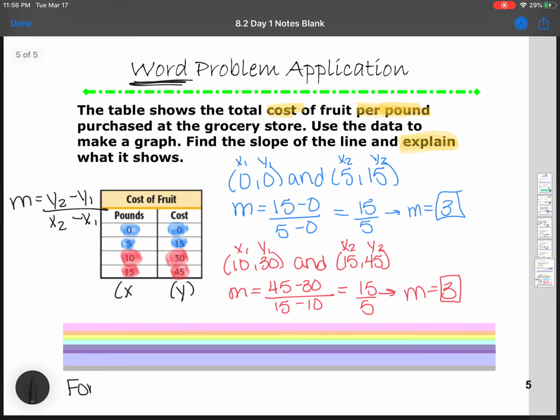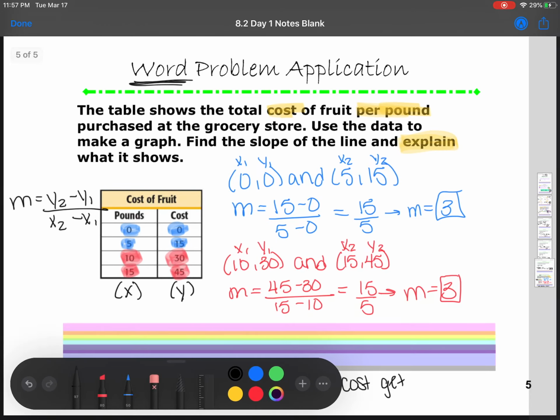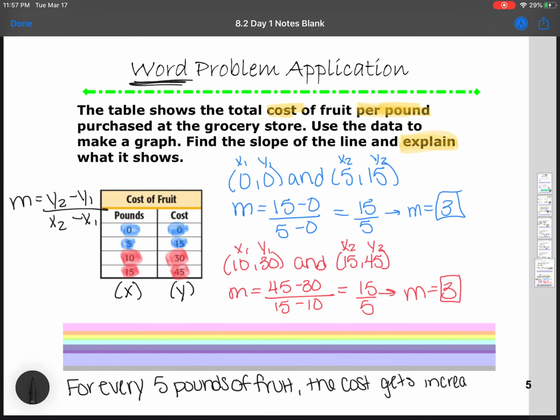Okay, so for every 5 pounds of fruit, the cost gets increased by 3. All right, those are my words.